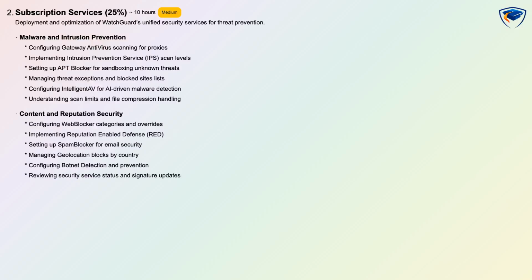Content and reputation topics include configuring web blocker categories and overrides, reputation-enabled defense, spam blocker setup, geolocation blocking, botnet detection, and monitoring signature updates.